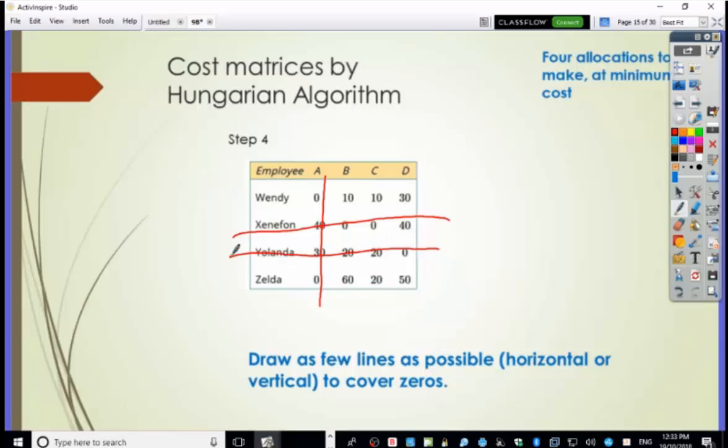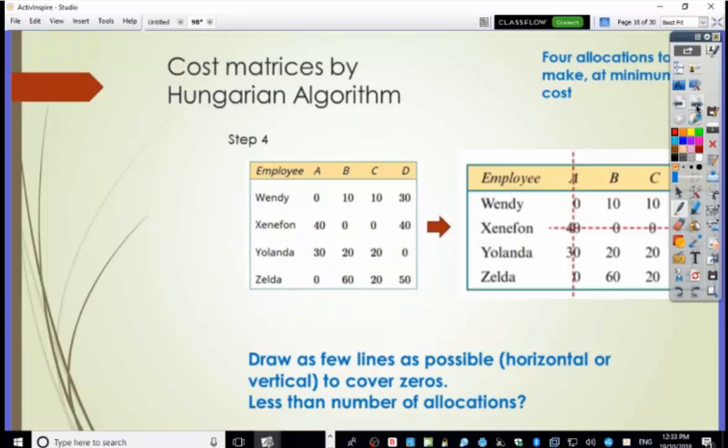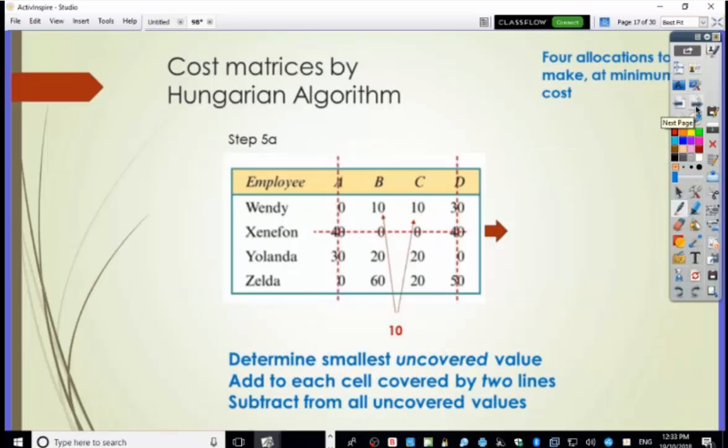You've got to use as few lines as possible until you are forced to use 4, in which case you've got to the end of the problem. All right? So we've got to continue. We haven't got to the end point where we can allocate yet. That's one way of drawing it. I drew it another way. This is basically the last step.